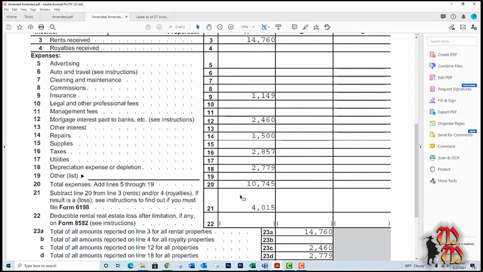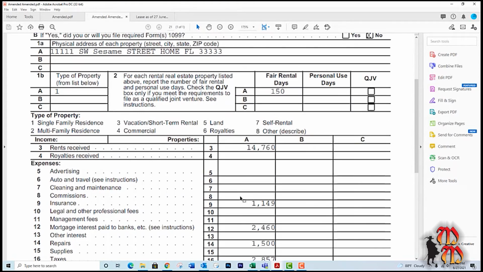Okay, and then when we do that, let's do that really quick. So if we start with 4015 plus the line 9, which is 1149, plus mortgage interest at 2460, plus, let me see, repairs don't count, taxes are 2857, and then add in depreciation of 2779, then we get 13,260. All right, well, we have something interesting here.